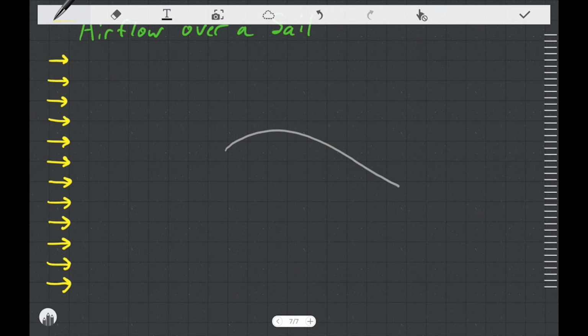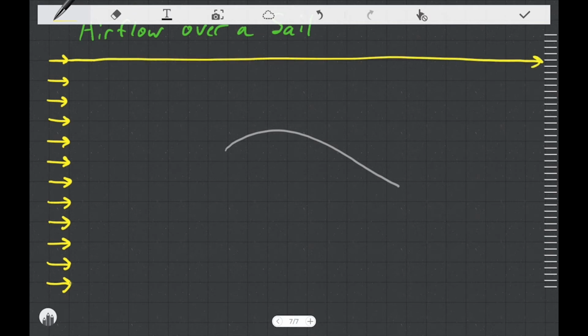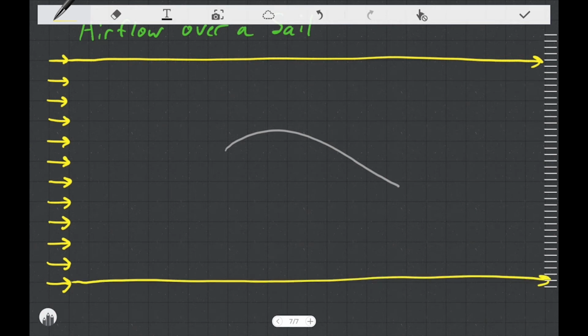Remember that we said that this is a properly trimmed sail, and so what that's going to tell us is that we're not going to have any flow separation off of the sail, and we'll assume that the flow adheres to the sail all the way around. We're also going to assume that our streamline diagram is big enough that the top streamline and the bottom streamline are basically unaffected by the sail. And so I'm just going to connect them from one end of the page to the other in a straight line.